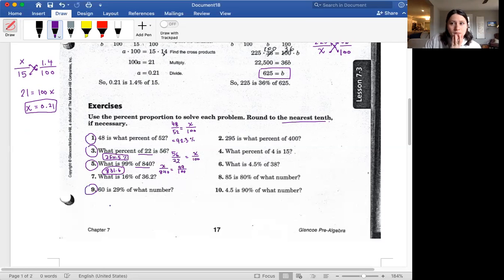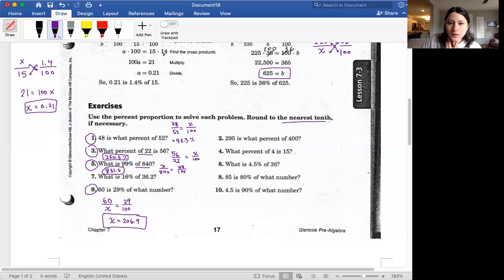Okay, number 9. 60 is 29% of what number? So 60 out of what number? I don't know. Out of what number is 29%? So 29 out of 100. 60 times 100, and then now divide that by 29. I'm not showing all my work right here, but you can plug this in your calculator if you want to. When I round this on my calculator, I think this goes up to 0.9, so it's 206.9. 60 out of 206.9 is 29%.